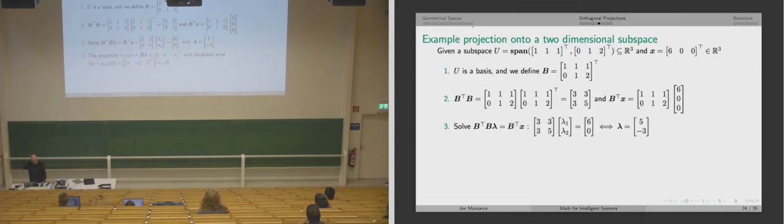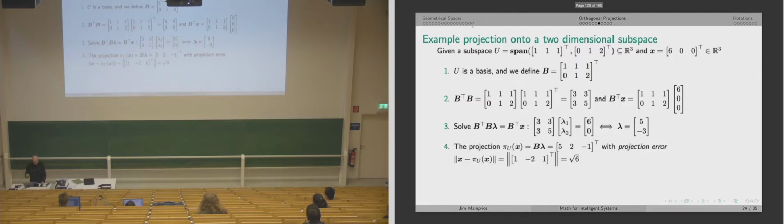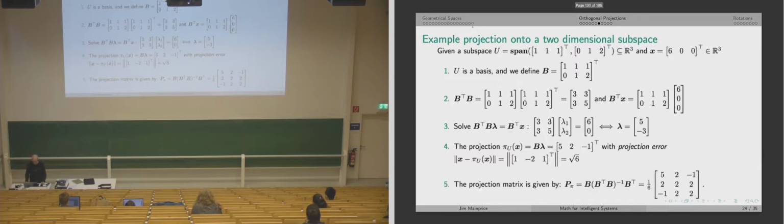We project the vector using the solution times B. And here's the projection matrix, which we compute by inverting B transpose B, where the inverse can also be computed by Gaussian elimination. Remember how we do that? We fill up the matrix, and then we put the identity on the other side.